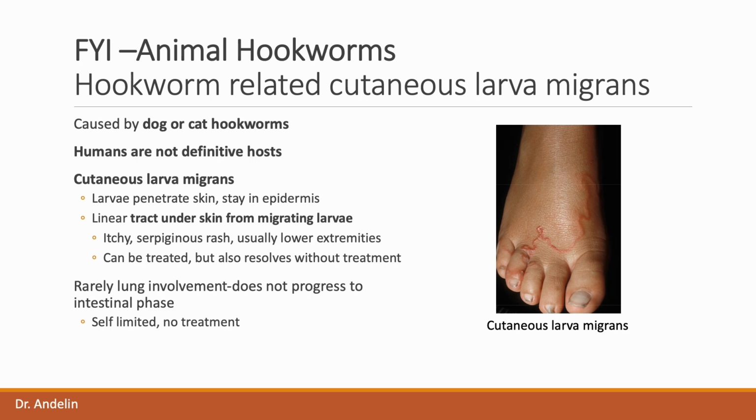Similar to Necator americanus and Ancylostoma duodenale, dog or cat hookworm larvae can penetrate human skin. However, mostly they stay in the epidermis and cannot break through the basement membrane. This can lead to a linear track under the skin from the migrating larva, referred to as cutaneous larva migrans. This is an itchy, serpiginous rash, usually in the lower extremities, and can be treated with antiparasitic medication, but typically resolves even without treatment. Occasionally they can get deeper and rarely involve the lungs. However, this is self-limited and requires no treatment. Again, it does not progress onto an intestinal phase. Now, I don't want you to focus too much on this, other than to be aware that it can occur with humans becoming infected with dog or cat hookworms.